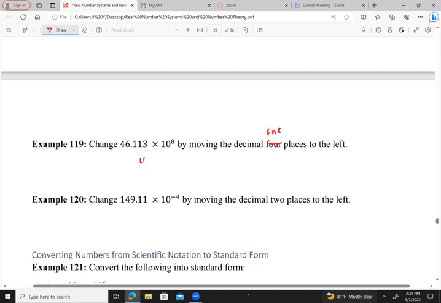So this becomes 4.6113 times 10 to the ninth, 1 plus 8. Move it 2 places to the left, we get 1.4911. We moved it left 2, so this is 10 to the negative 4 plus 2, or negative 2.